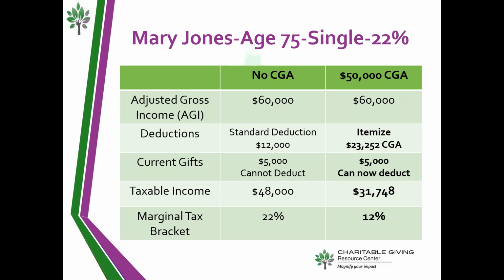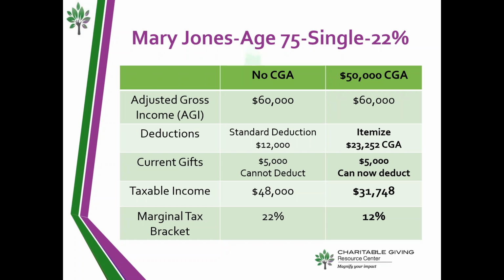But if she puts $50,000 of capital from her bank account, not from her income, but she moves an asset from her bank account over to a CGA with your organization, her $60,000 adjusted gross income now gets to itemize a tax deduction of $23,252 for her CGA. And if she still wants to be contributing her $5,000 in her annual giving, she can now deduct that, because that combination is now $28,252. That's in excess of the $12,000 standard deduction.